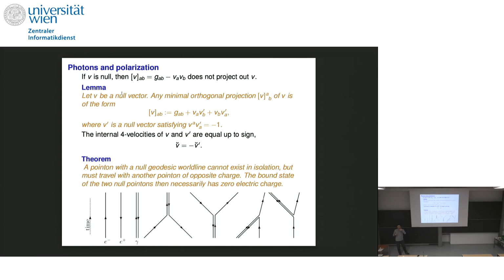So time isn't flowing along the world lines, but to project out a null vector, you can't just project out a one-dimensional subspace. You have to project out at least 2 dimensions to project out the null vector. And so what happens is you can't just have one pointon by itself. It has to be paired with one with the opposite time-like orientation, and therefore the opposite electric charge.